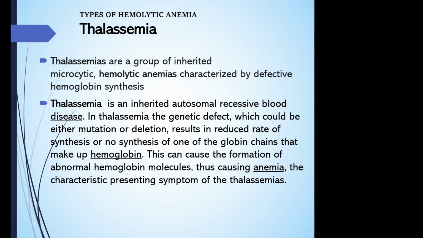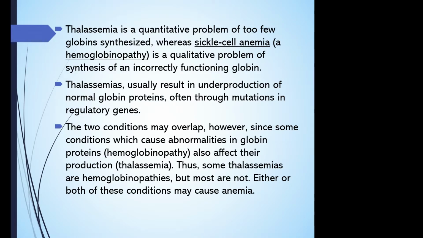So, what we learned here is that in the case of thalassemia, this is not just one problem. There is a group of inherited microcytic problems that can lead to hemolytic anemia, and basically it is due to the defect in the hemoglobin synthesis. Thalassemia is a quantitative problem of too few globins synthesized, whereas sickle cell anemia, a hemoglobinopathy, is a qualitative problem of the synthesis of an incorrectly functioning globin.